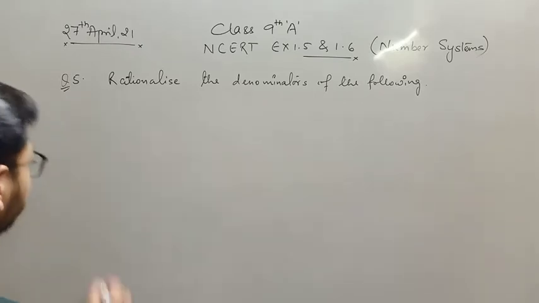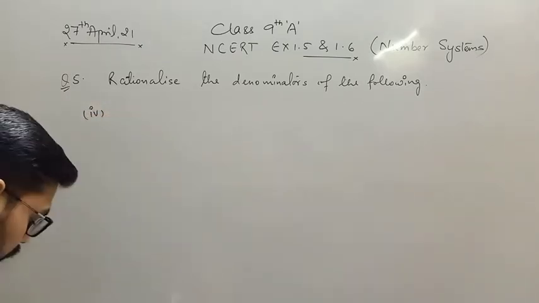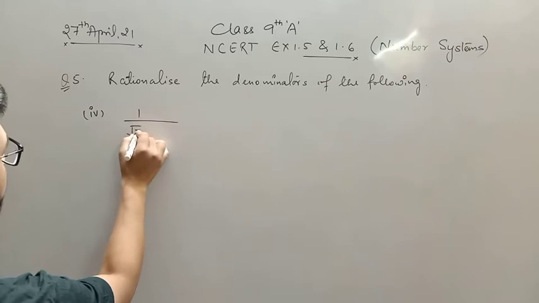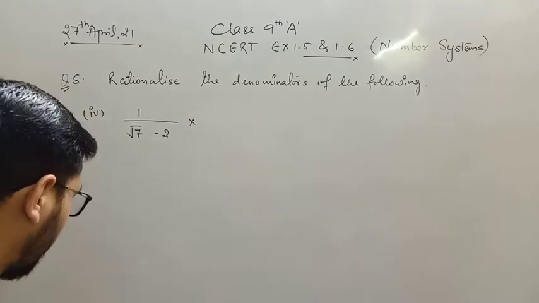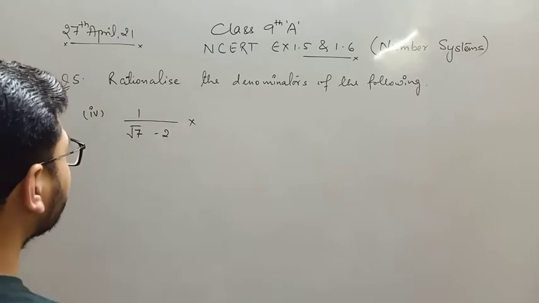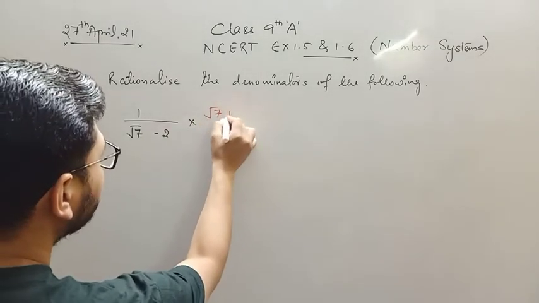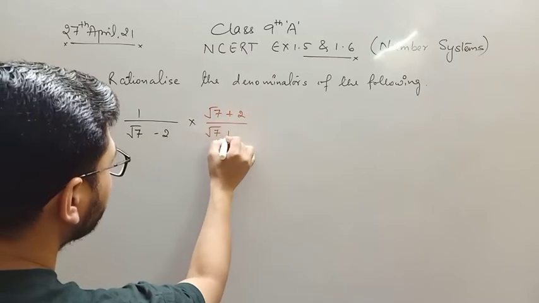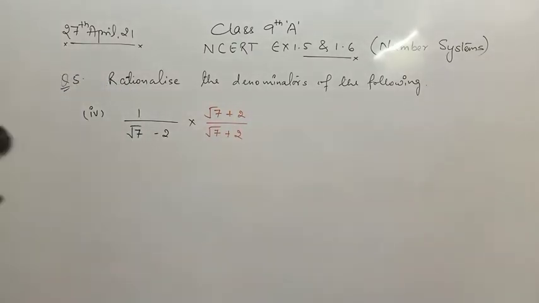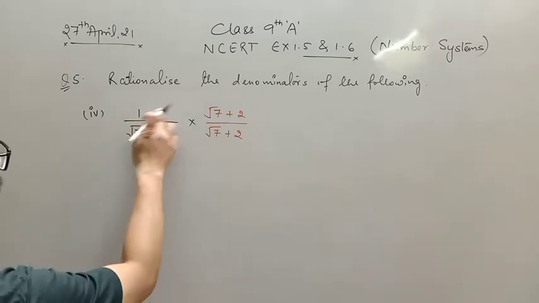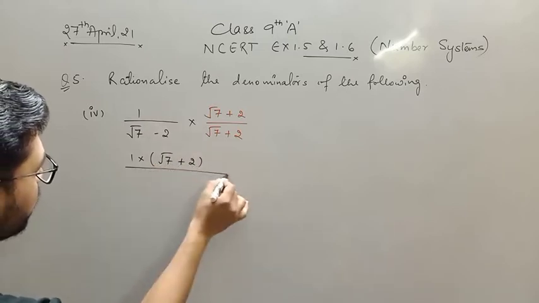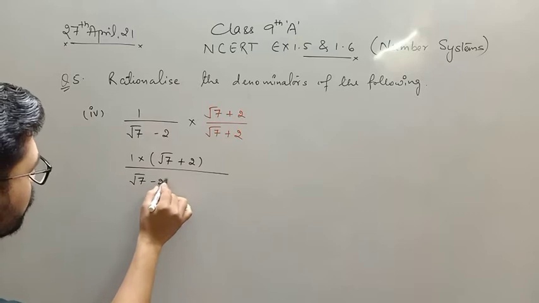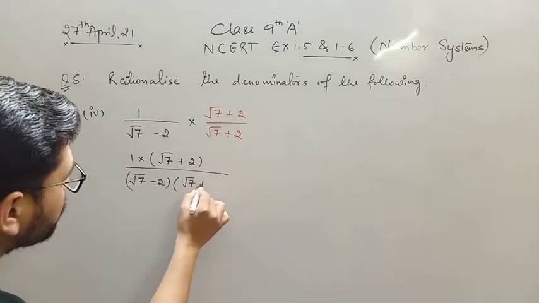Now the fourth part is 1 upon root 7 minus 2. So how to rationalize the denominator? You just need to multiply by the negative part of this denominator, that is root 7 plus 2 divided by root 7 plus 2. Now you just need to multiply 1 with this: 1 into root 7 plus 2 divided by root 7 minus 2 times root 7 plus 2.